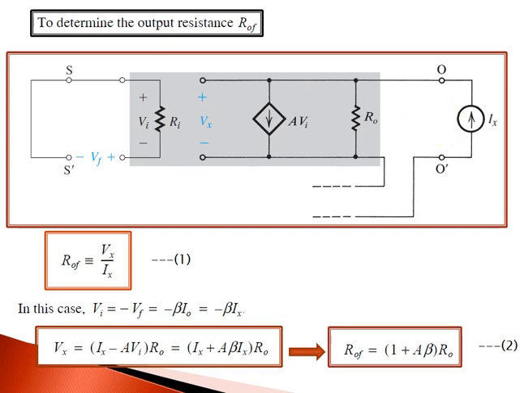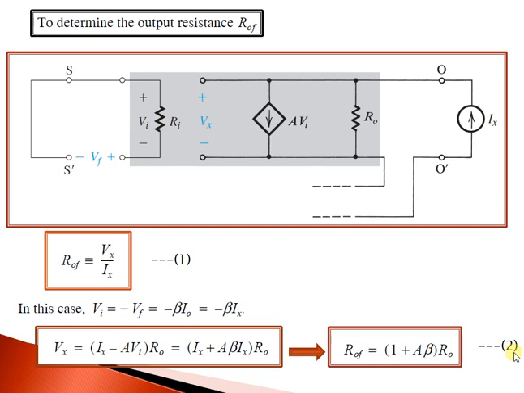So Vx is equal to Ix minus A Vi, times R0, or this can be written as Ix plus A beta Ix, times R0. So ROF is equal to Vx by Ix, and we rearrange this equation to get 1 plus A beta times R0, which is denoted as equation number 2.